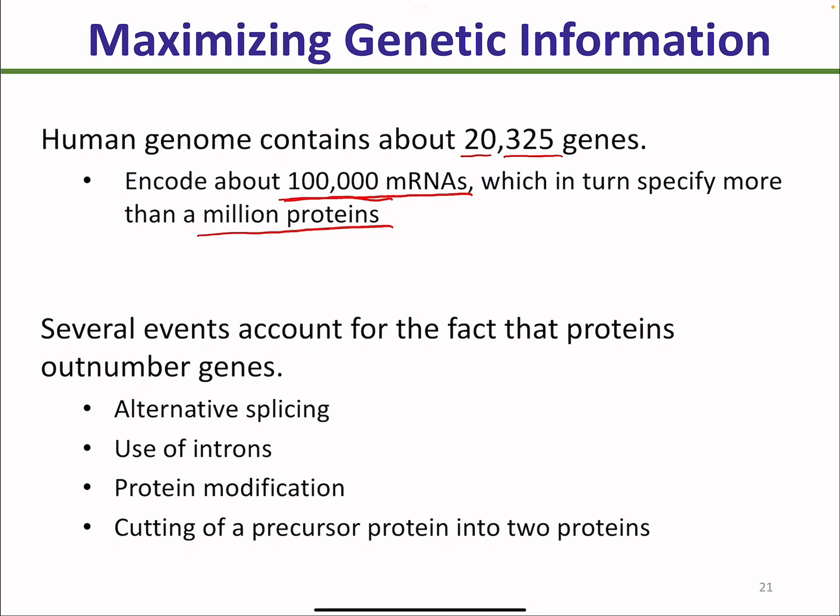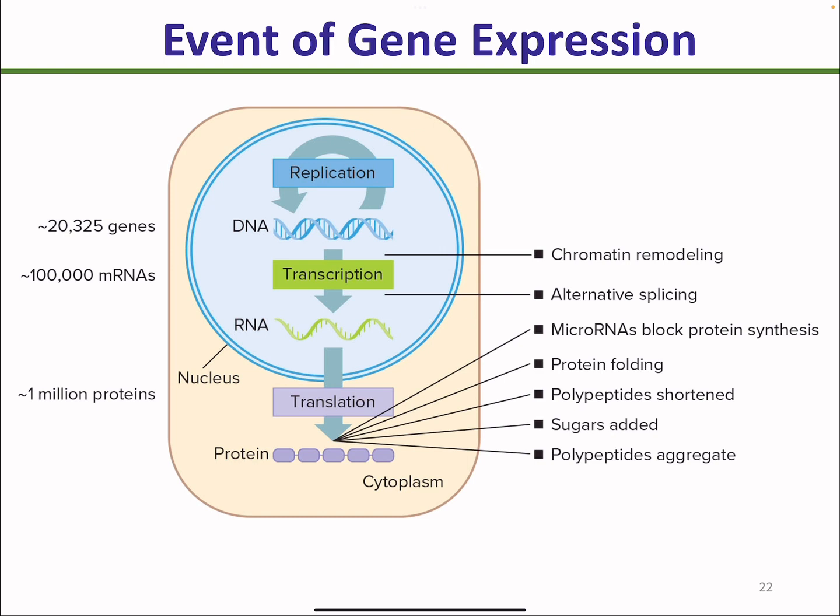Some examples are alternative splicing, the use of introns as actually coding information, which normally they are not, protein modification after the production of the protein, and the cutting of precursor proteins into two or more proteins. Okay, so let's dive into this.